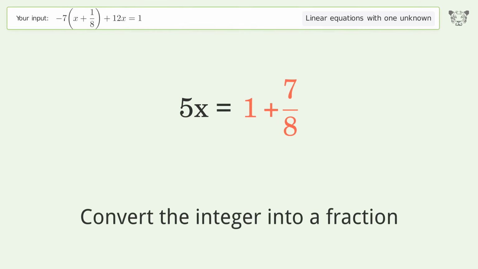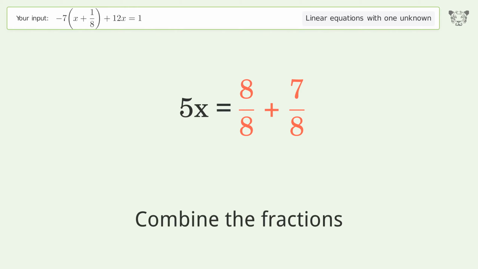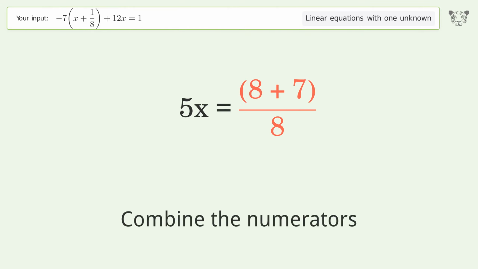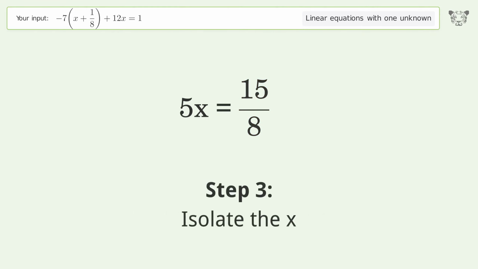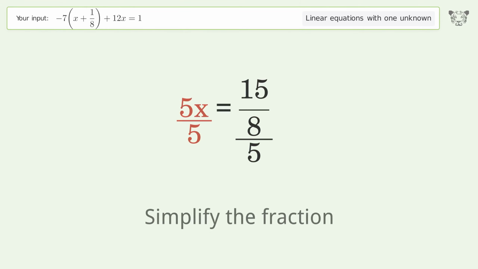Convert the integer into a fraction. Combine the fractions. Combine the numerators. Isolate the x. Divide both sides by 5. Simplify the fraction.